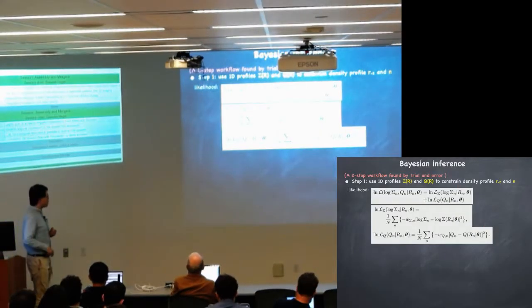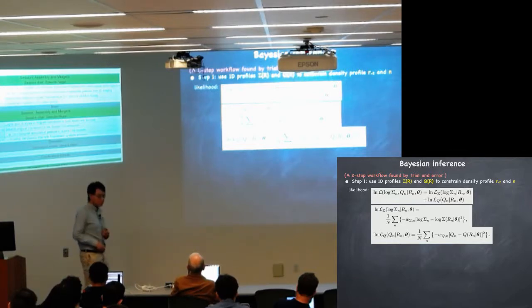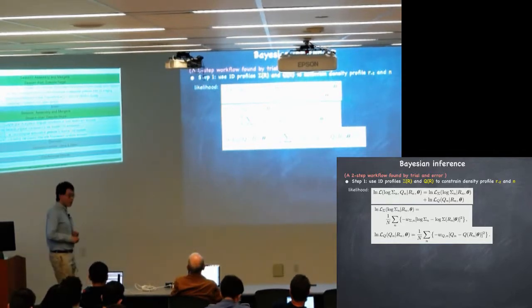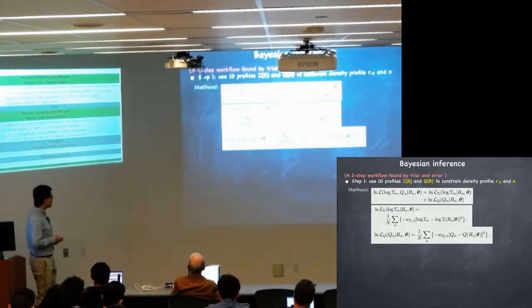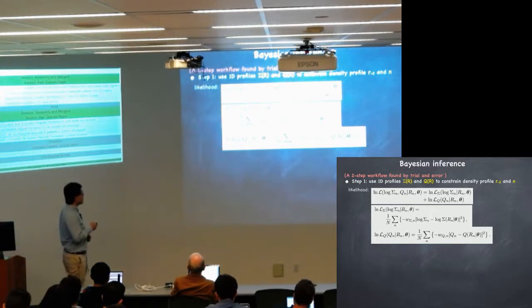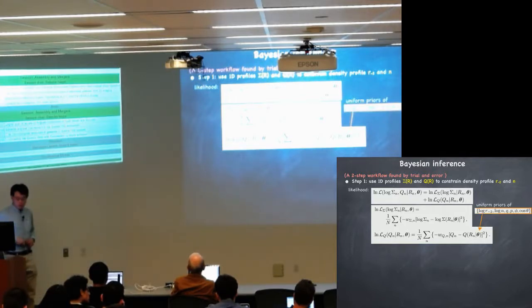And in practice, we use the following Bayesian inference procedures. We break the process into 2 steps. First, we use the 1D profiles, the surface density and the axis ratio, to put constraints on the density profile parameters. So we try to use the surface density and axis ratio on equal footing by playing with the weights here. We assume uniform priors.